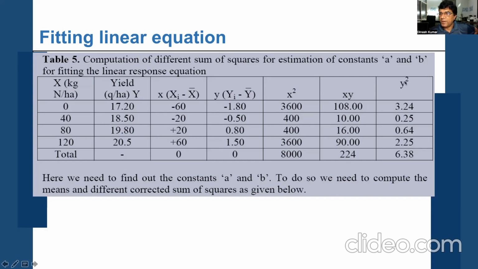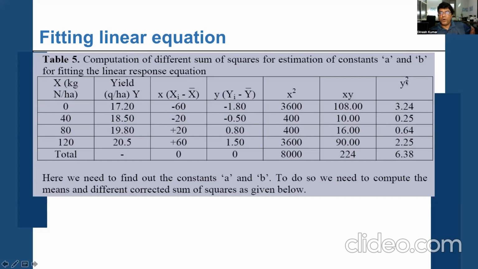Next, small y square. You have one column here, small y, the deviation against the mean. If you square these values, then you get y square. So minus 1.8 into minus 1.8, you get 3.24. Minus 0.5 into minus 0.5, you get 0.25. And then you get the other values also. So you get the total. The total of y square becomes 6.38. So 6.38 is your summation small y square.